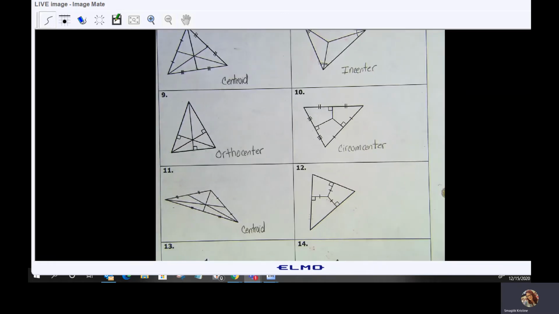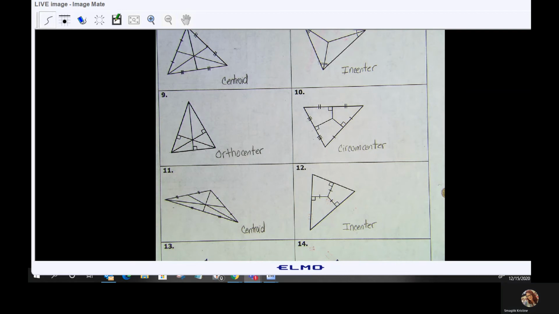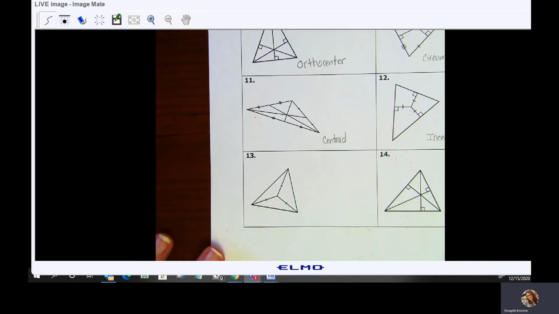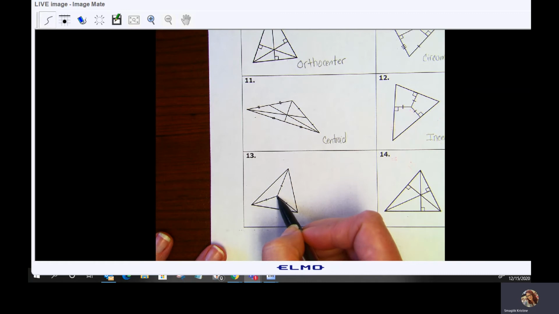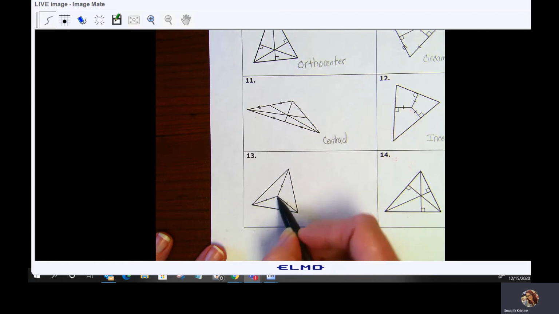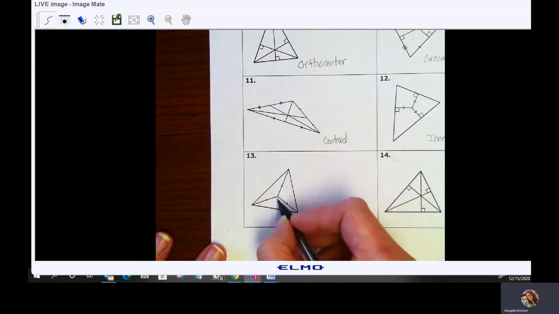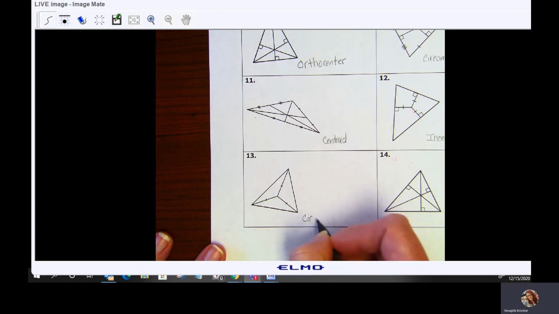Number 12, notice your lines here that go from the point of concurrency to the sides. These are all congruent. This is the incenter. And now on number 13, notice we've got our point of concurrency here. We have lines going from the vertex to the point of concurrency, and all of these lines are congruent. That means your point of concurrency is the circumcenter.